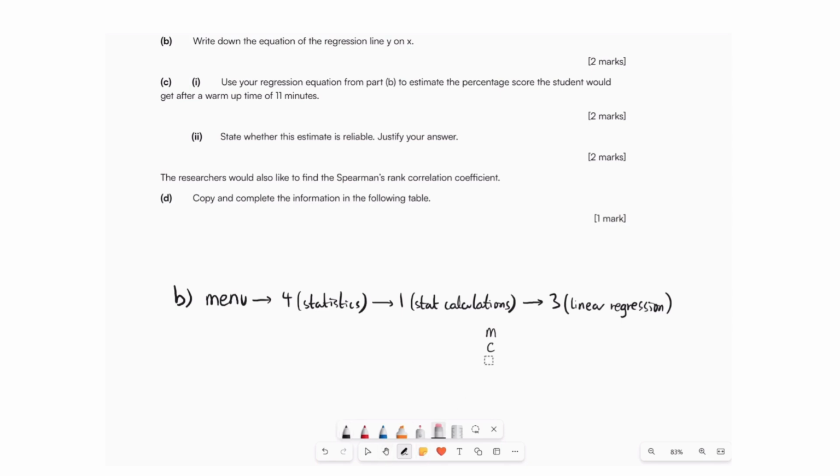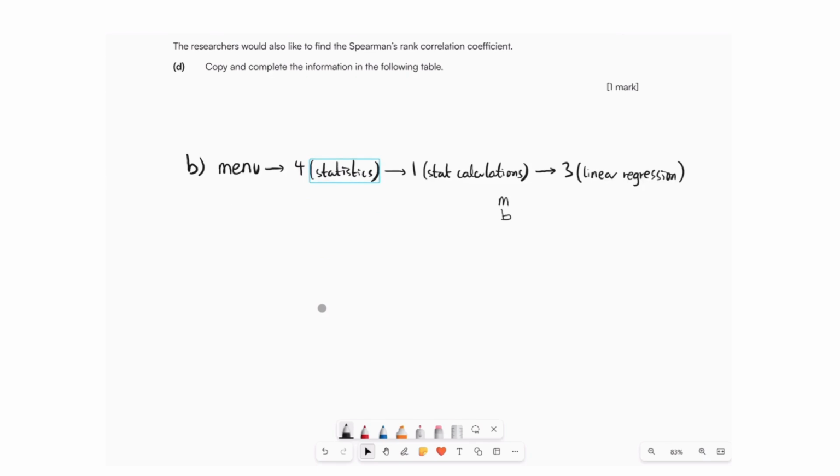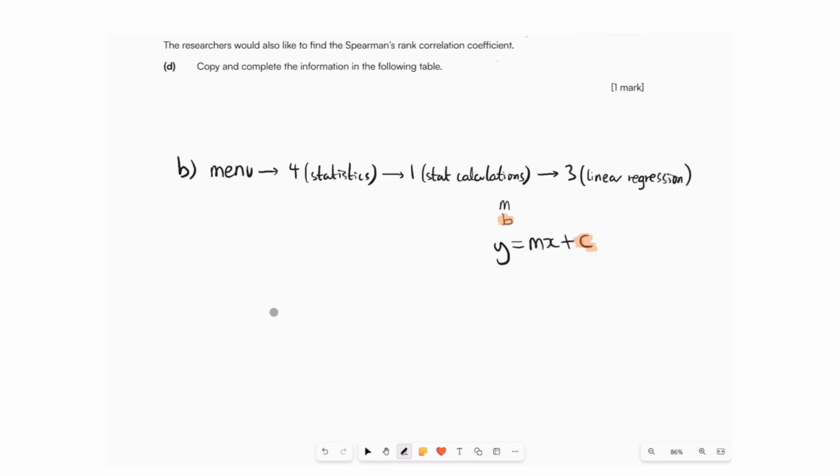M and B. Your calculator typically gives you M and B, which can seem a little strange, but your Y equation is simply Y equals mx plus c. All your calculator has done is they've made a B basically your C. That's all you have to remember. The M stays the same, that's your gradient. Just remember that your calculator correlates B to C, so don't worry if it just gives you B.